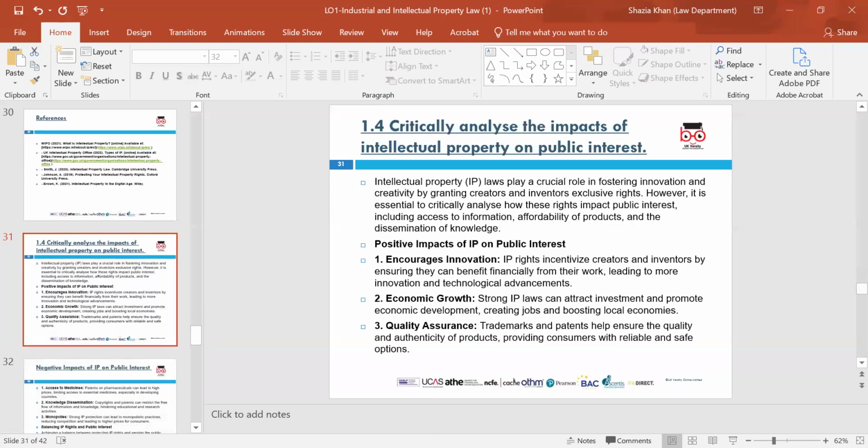Moving on to 1.4, critically analyse the impact of intellectual property on public interest. The management of intellectual property has become of increased interest to the public and is reflected in the increased reporting of intellectual property related disputes, sales and decisions in UK news. So it's really important that intellectual property plays a big role within public interest as well.